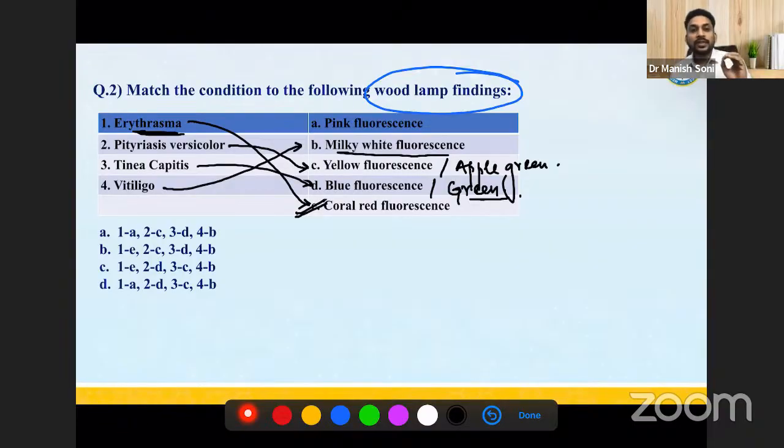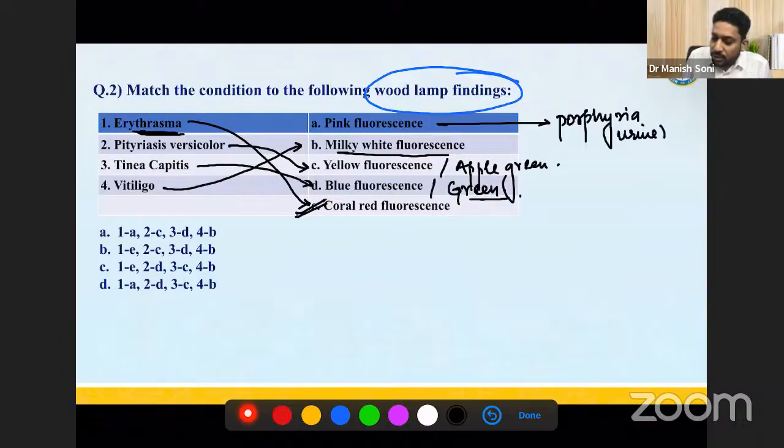Now, do you know that pink fluorescence is seen in which condition? Yes, pink fluorescence is seen in porphyria. So if you collect the urine of a patient in a test tube, and look at it under Wood's lamp light, it appears pink. So pink fluorescence is seen in porphyria.